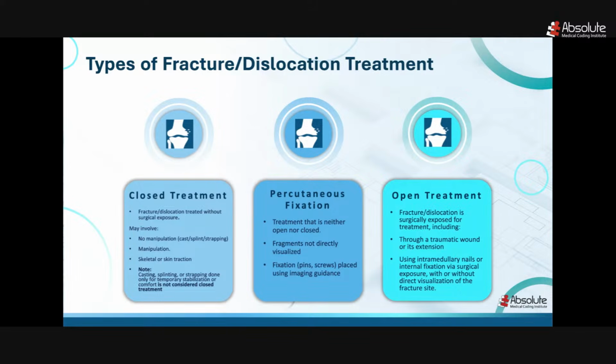Okay, also by using intramedullary nails or internal fixation devices via surgical exposure, with or without direct visualization of the fracture site. And the open treatment is often required for complex fractures where precise alignment and stabilization are critical for the proper healing. Okay, so these are three different types of fracture or dislocation treatments. And I hope you all clearly understand the difference between these three.